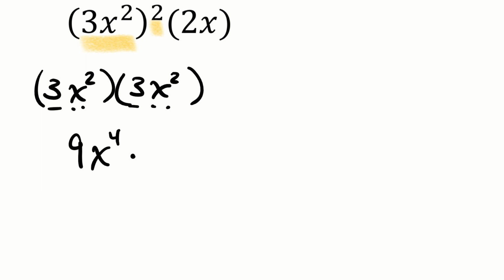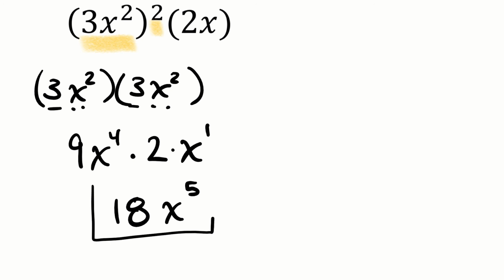And I'm going to multiply that by a factor of 2 and another factor of x. 9 times 2 is 18. And x to the 4th power times x to the 1st power is going to be x to the 5th power. So there we go for part B.